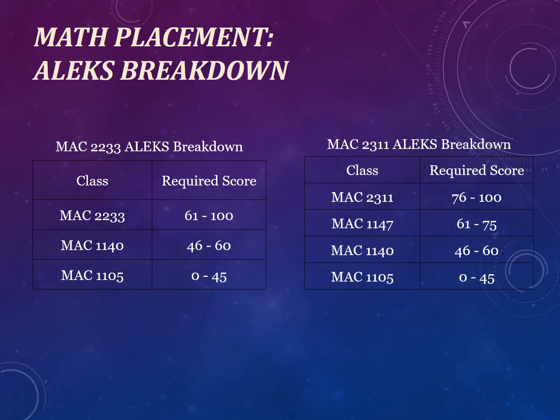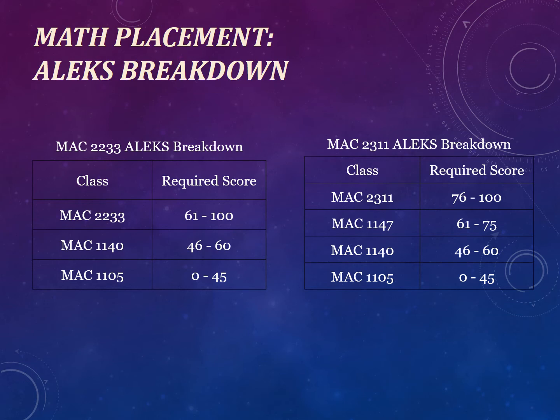Now, for the MAC 2311 breakdown, if a student earns a 61 to a 75, then that means they're eligible to take MAC 1147, which, if you remember, is that combination of pre-calculus algebra and trigonometry. So that's usually highlighting that they have some sort of strong pre-calculus background and are eligible or encouraged to take that pre-calculus review. Then after that, we get to that 76 to 100, and that's when MAC 2311 becomes the next step in the sequence for them, and that's when they're eligible to do that class.